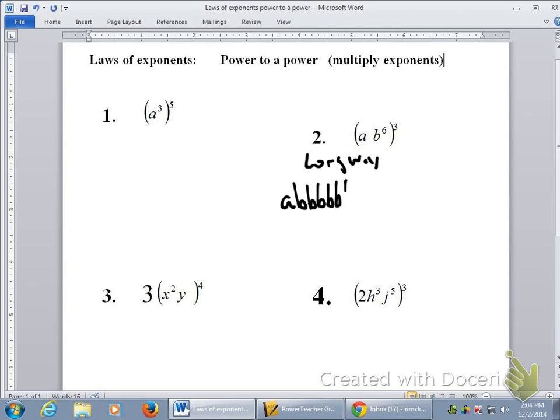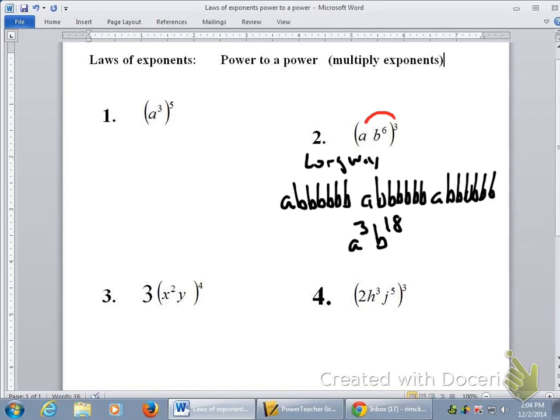I look at the long way, and you can see on the long way it's very tedious, and that's kind of the whole point of why we don't want to do it this way anymore. But ab to the 6th is really all of this, and I have it 3 times, so I have to do it 1, 2, 3 times. That does simplify, and you can see that the answer is a to the third, b to the 18th. But the faster way is, of course, to follow your laws of exponents. We're going to multiply both of those, okay?